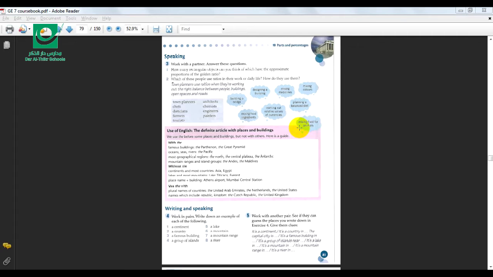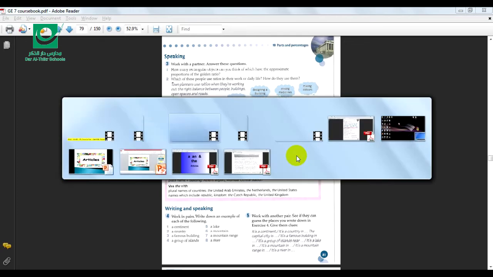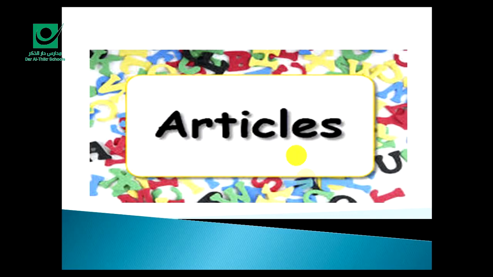Please be prepared with your course book and workbook. Open your course book on page 81 and your workbook on page 59. We are going to talk about the first grammar lesson in Unit 10, which is about articles. Do you have any idea about articles?